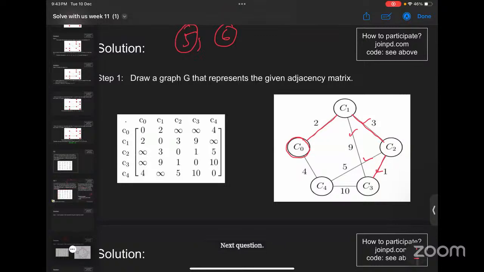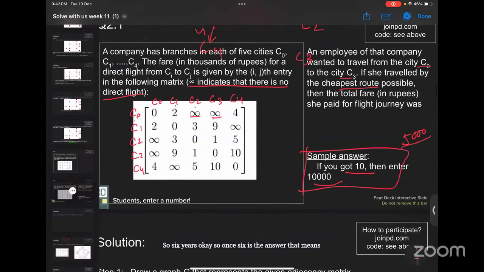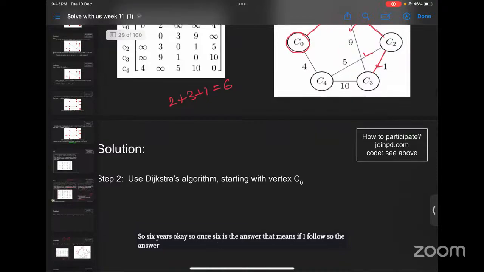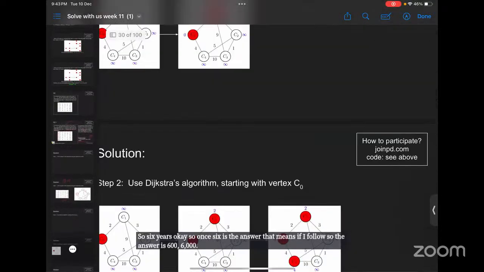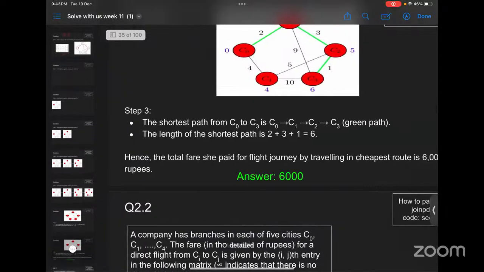Okay, so we have this path C0, C1, C2, C4, and this is 2 plus 3 plus 1, which is 6. So 6 is the answer. Okay, so the answer is 6. Just these are the detailed solution. So the answer is 6.